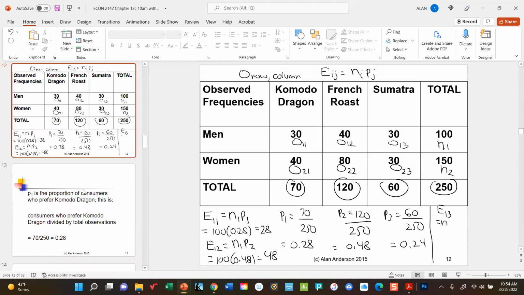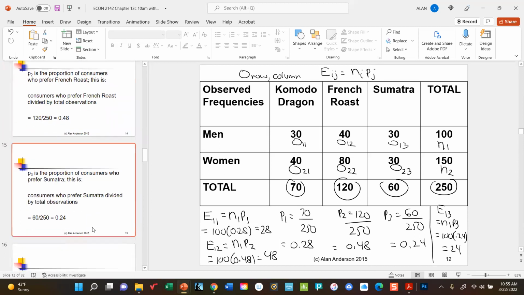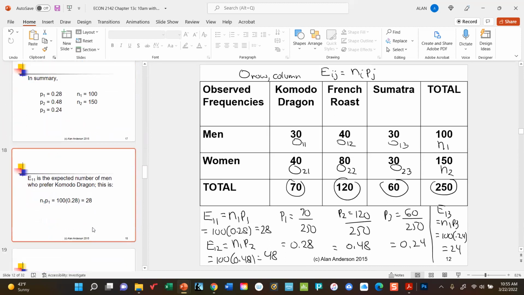E13 is N1P3, which is 100 times 0.24, which is 24. Then we would go through the women. So you'd have E21, E22, and E23 doing the same thing. So let me scroll ahead here and show them to you, those calculations.